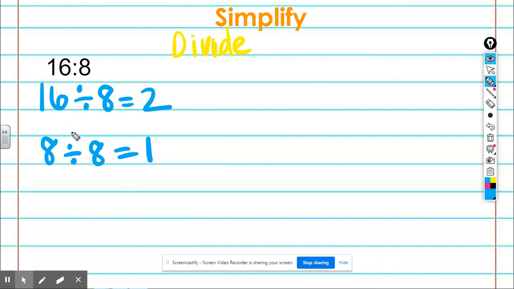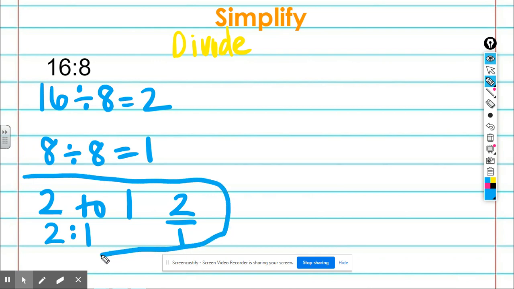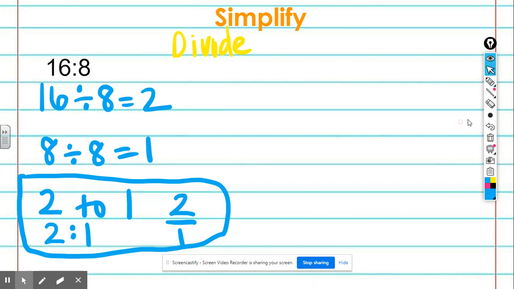Reminder, when we're putting it in our final answer, order matters. So 16 was first, so that means 2 goes first in the final answer. And then 1. This is one way to write it. You could have it this way, or we could have it as a fraction, 2 over 1. All of those are correct. You could have started with 2 as well, or 4, and gone from there.